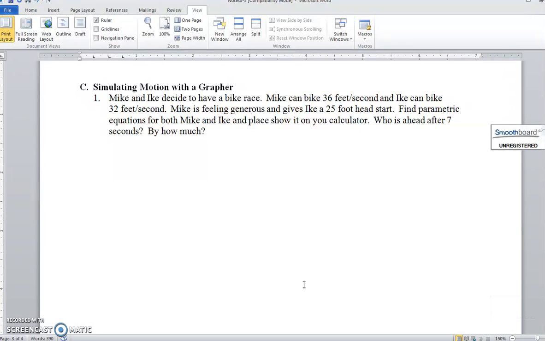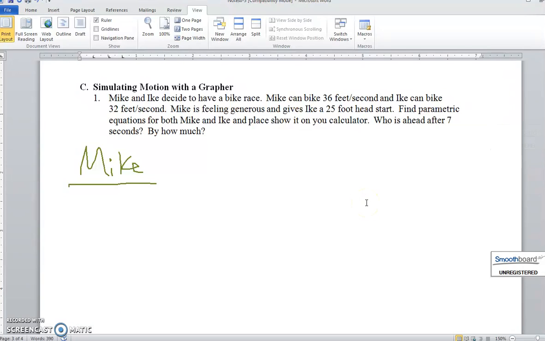Let's just start by thinking about some of the equations we could come up with. We might start with Mike. What I hope to have us see here is Mike is represented by a point, and we can actually see him racing across, going to the right on our calculator screen. Because of that, X is going to involve his velocity. We know that he can go 36 feet per second, so 36 times whatever time value we have tells us his location at whatever time.